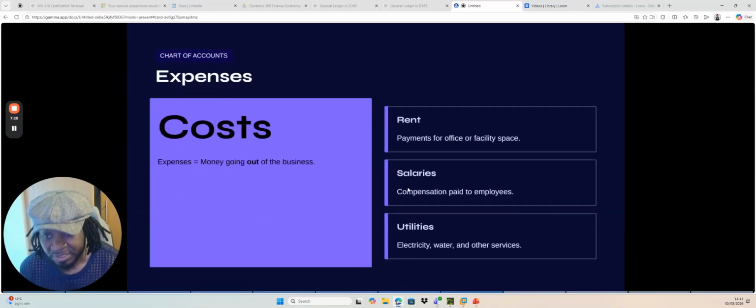Now, expenses, or cost. In some ways you will hear this, but expenses is money that is going out: rent, salary, and utilities. Utilities like electric bill, water, just to name a few.